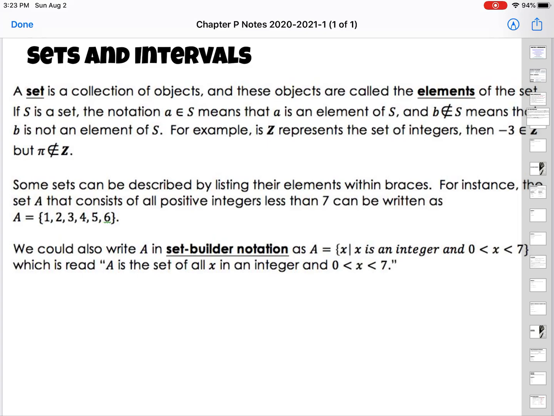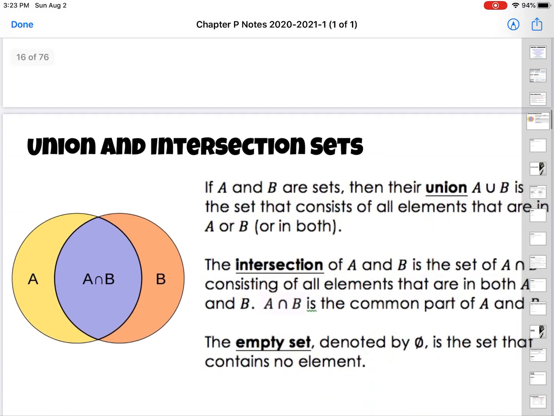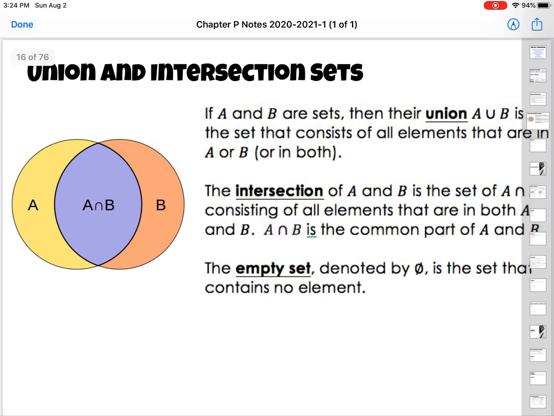Set builder notation is where we say that A is equal to all of the x's such that, so this line here really means "such that," x is an integer and x is between 0 and 7. So A is the set of all x that are integers between 0 and 7.